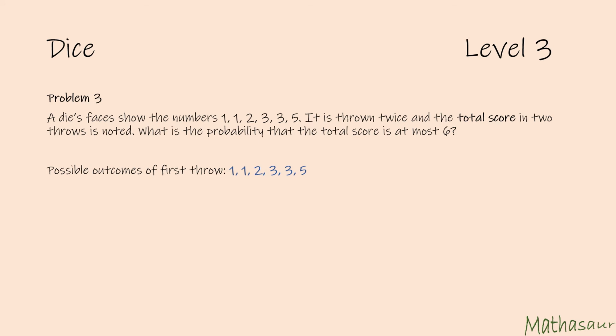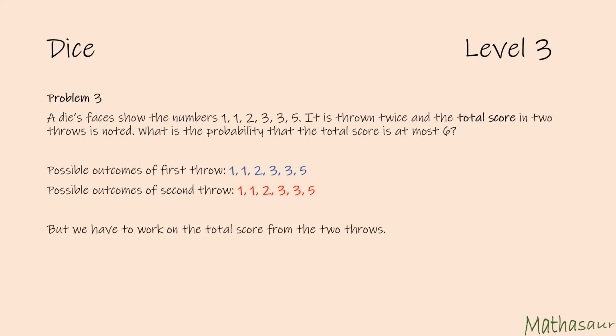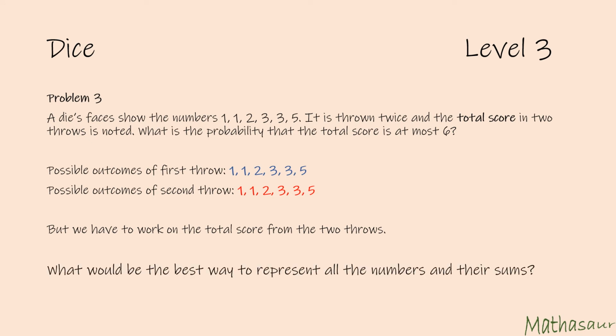Let us denote them in blue color. Similarly, possible outcomes of second throw would again be 1, 1, 2, 3, 3, 5. Let us denote them in red color. Similar to the previous problem, we have to work on the total score from the two throws. What would be the best way to represent all the numbers and the sums?